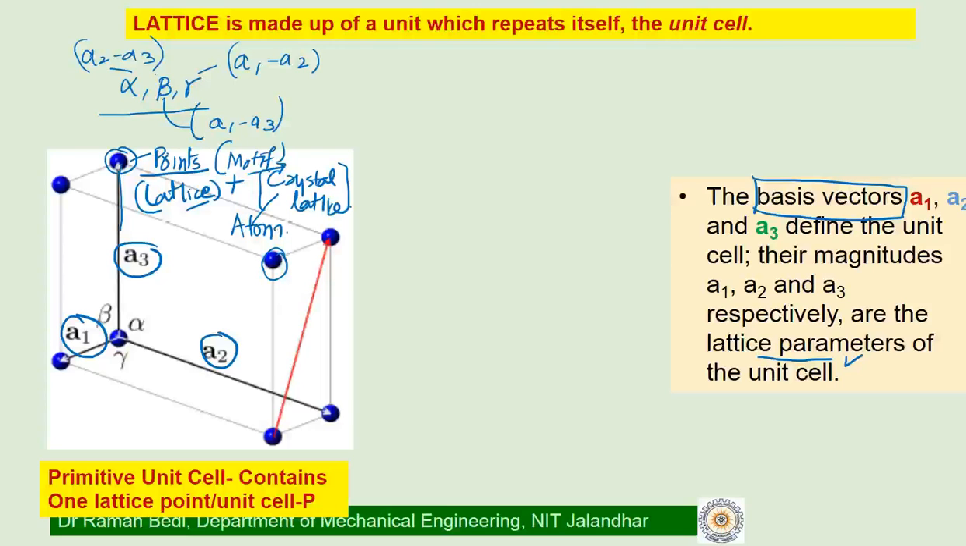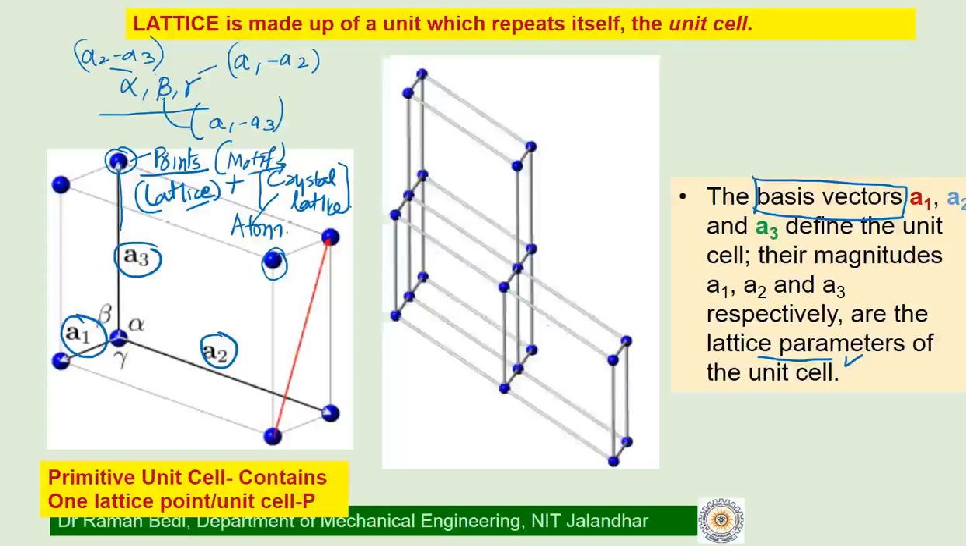A primitive unit cell, as we already defined, is the one which contains only one lattice point per unit cell, and it is given by the term P here. And this is what we see: once it repeats in 3 dimensions, it creates a space filling structure. If these are all points, it creates what we call a crystal structure.